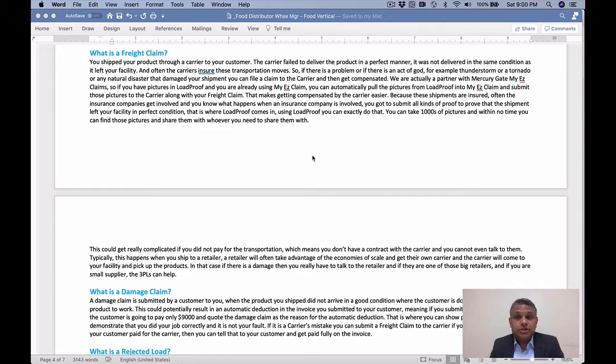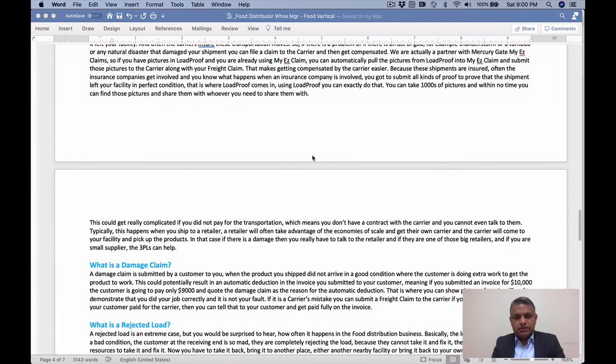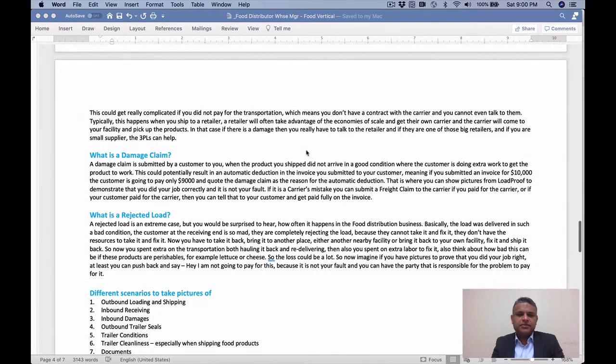So in that picture, you can show and prove that the shipment left your facility in perfect condition. That's where LoadProof comes in. Using LoadProof, you can do exactly that. You can take thousands of pictures, and within no time, find those pictures and share them with whoever you need to share them with, right?